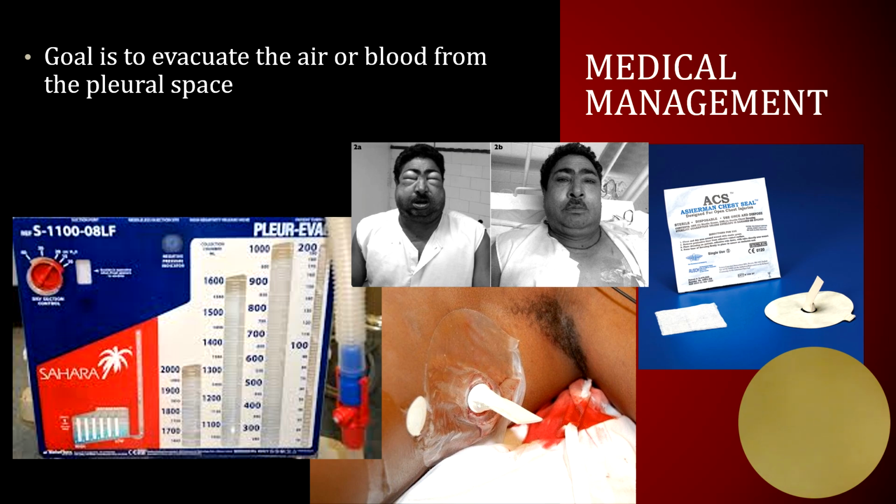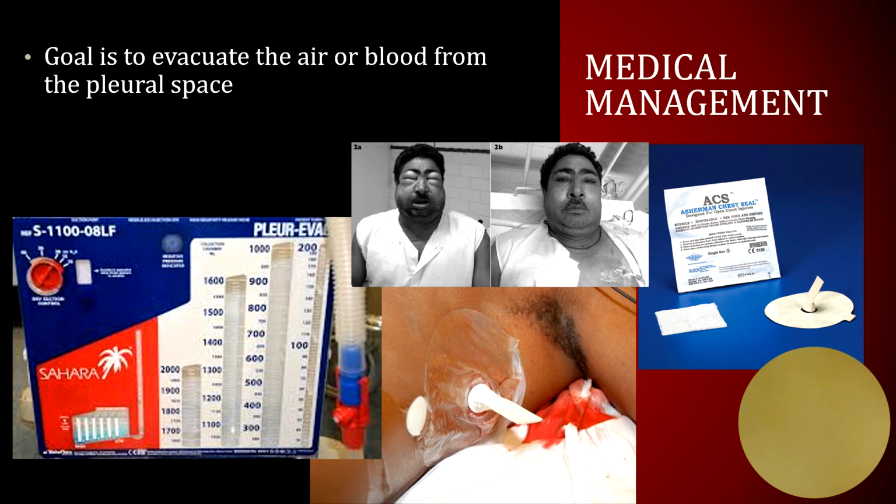In that water seal chamber, we see what we call tidling, and this is normal. Tidling is the rising of water with inhalation and the lowering of that water with exhalation. So again, absence of tidling may indicate we have a full re-expansion of the lung, or there's some obstruction, such as the client lying on the tubing.